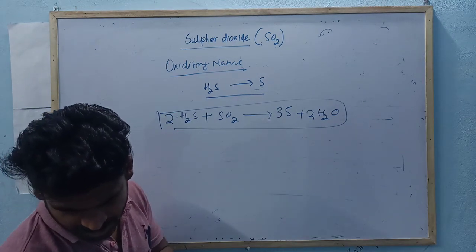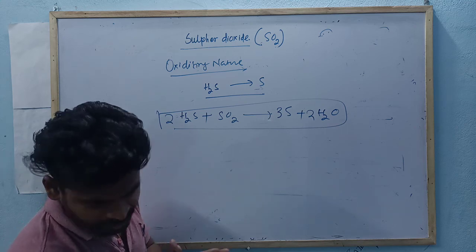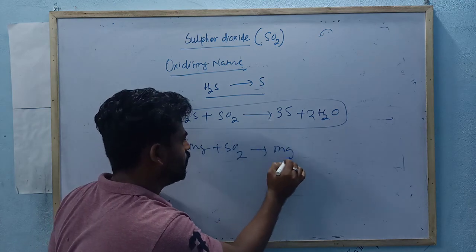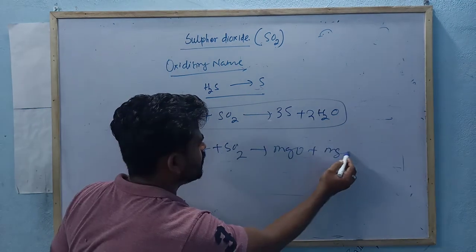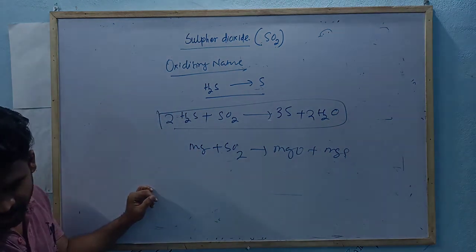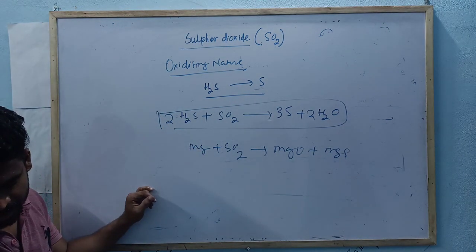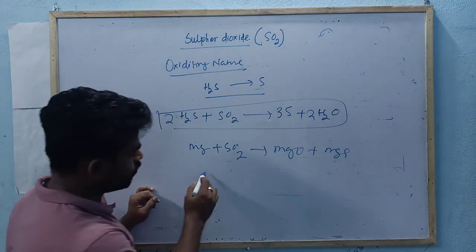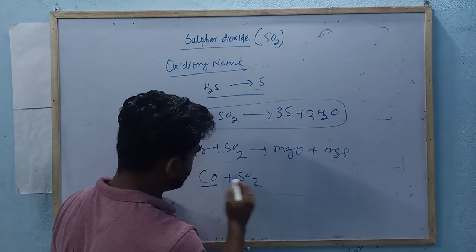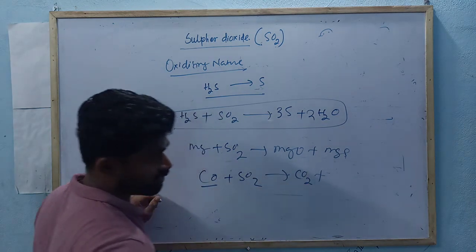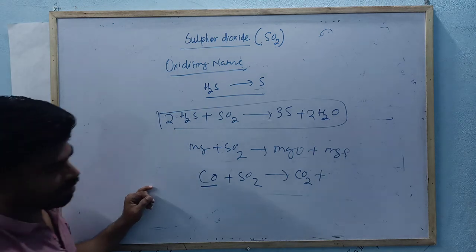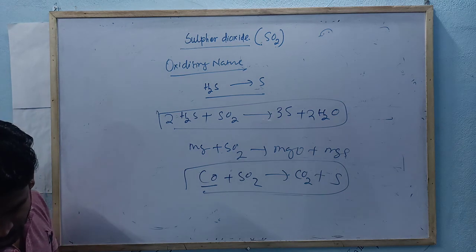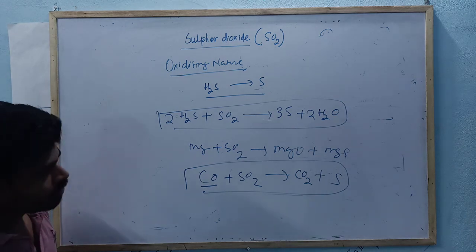It also oxidizes some metals like magnesium, as I have discussed: Mg plus SO2 giving rise to MgO plus MgS, magnesium oxide and magnesium sulfide. I have discussed it. CO is oxidized to CO2 by SO2. SO2 oxidizes carbon monoxide into carbon dioxide, CO2, plus S. So these are some oxidizing natures of sulfur dioxide.